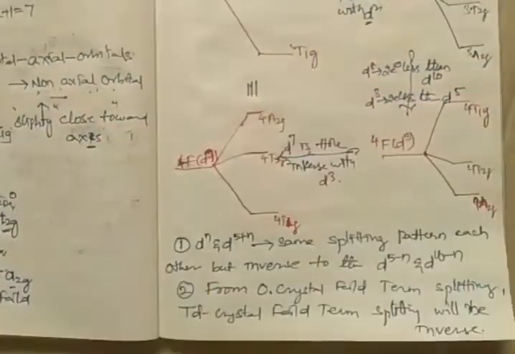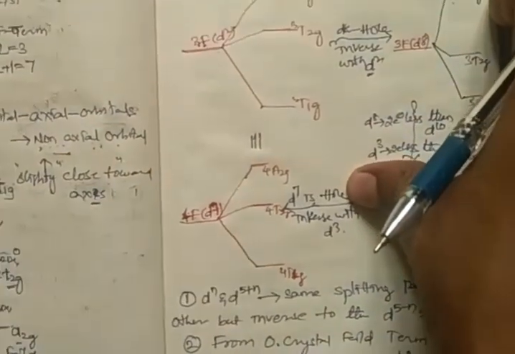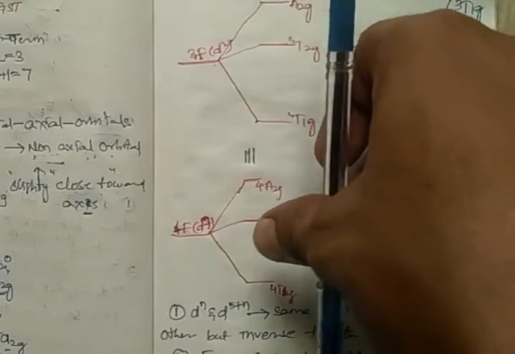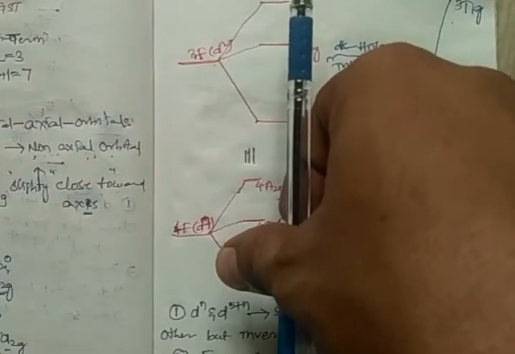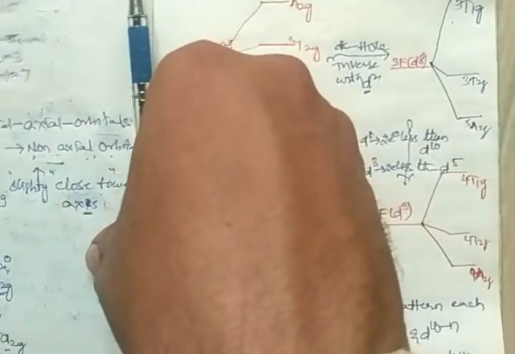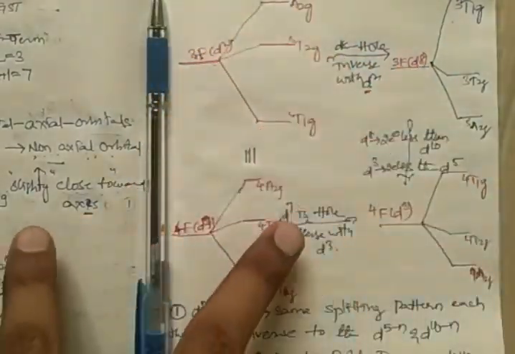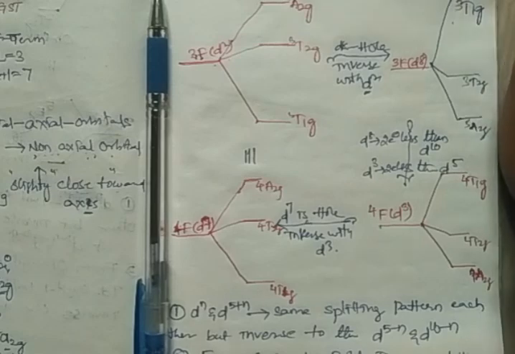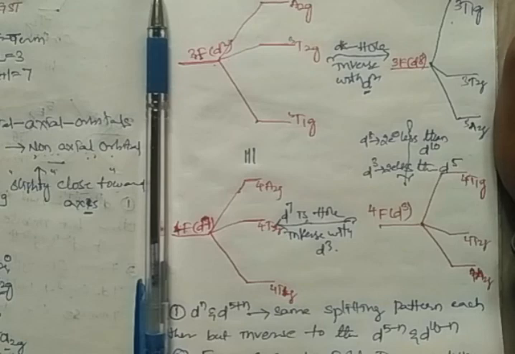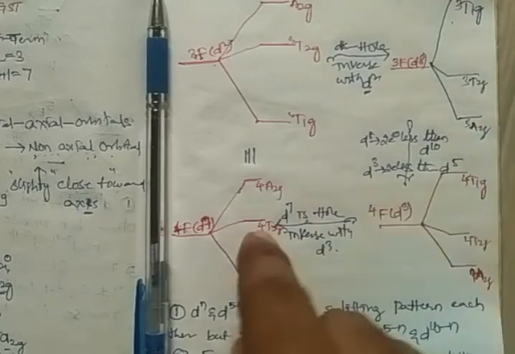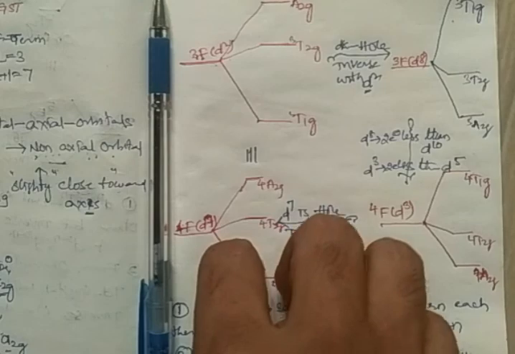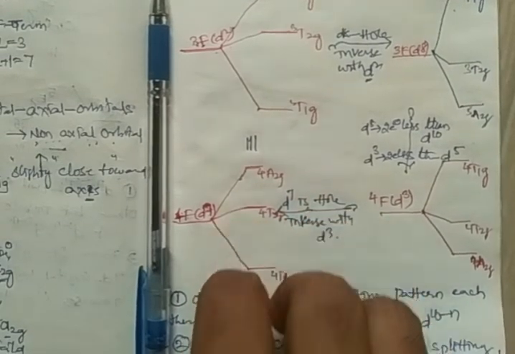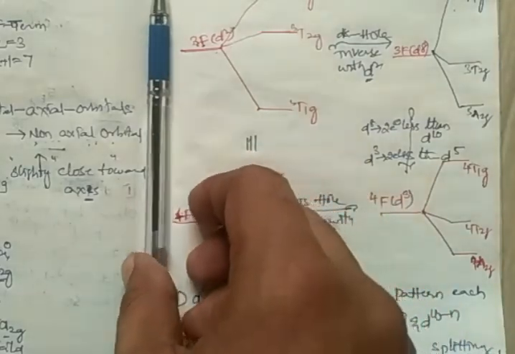So here I stop the class. By the next, we will continue with the next topic. In the next topic, we are going to cover the Orgel diagrams, where the Orgel diagrams are just an extension of these term splitting patterns, right? It concludes all the splitting patterns of D and F ground state terms in three pictorial diagrams, and some further effects on the splitting patterns will be seen in the Orgel diagrams. So the Orgel diagram splitting pattern can be seen in the next class, right? Thank you.